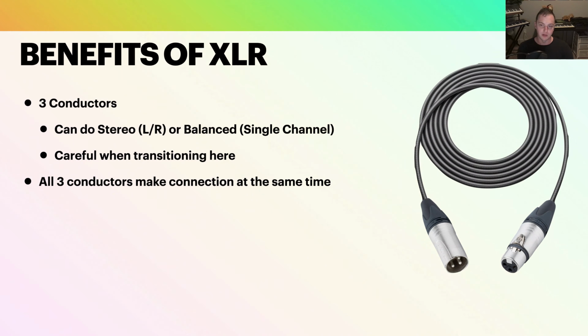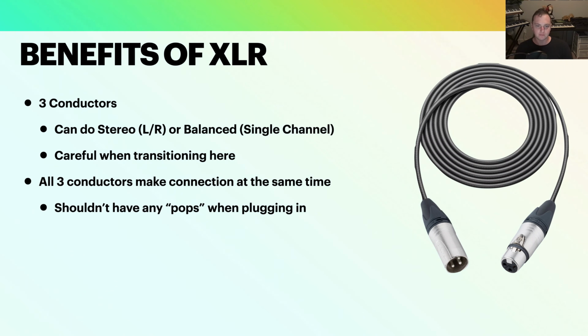What happens is when you plug in a TS or a TRS cable, the tip makes connection with the sleeve connector, and then the tip makes connection with the tip connector, and the sleeve makes connection with the sleeve connector. That difference can actually cause pops and clicks when you're plugging things in, whereas with an XLR, generally when you plug it in, you're not going to get any pops, or if you do, it's going to be really momentary. You're not going to get any of that weird buzzing or humming that you often hear from guitar players plugging things in and out.